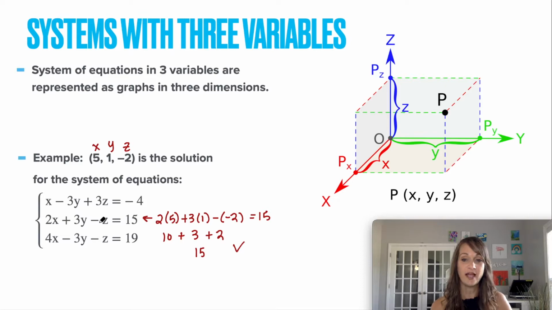So if you were to graph these equations in a three-dimensional figure, you would have a point P that would represent x going out, y going over, and z going up.